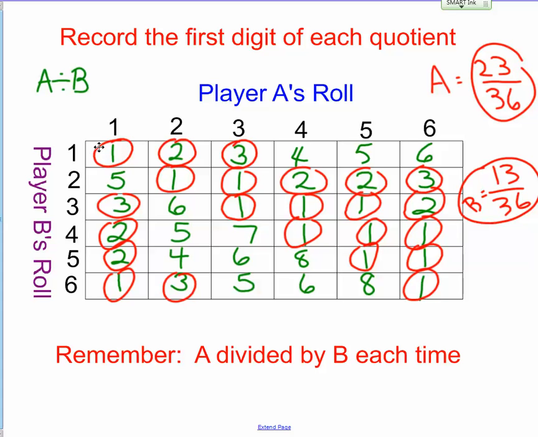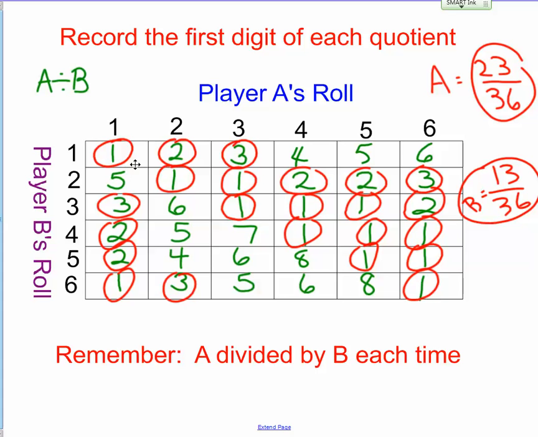1 divided by 1 is 1. 1 divided by 2 is a half, so that's 0.5, so record the 5. 1 divided by 3 is a third, which is 0.3 as a decimal. The first digit is a 3. 1 divided by 4 is 0.25, first digit is a 2. 1 divided by 5 is 2/10, first digit is a 2. And 1 divided by 6 is 0.16666, but the first digit is a 1. So we did the same thing and filled them all in.